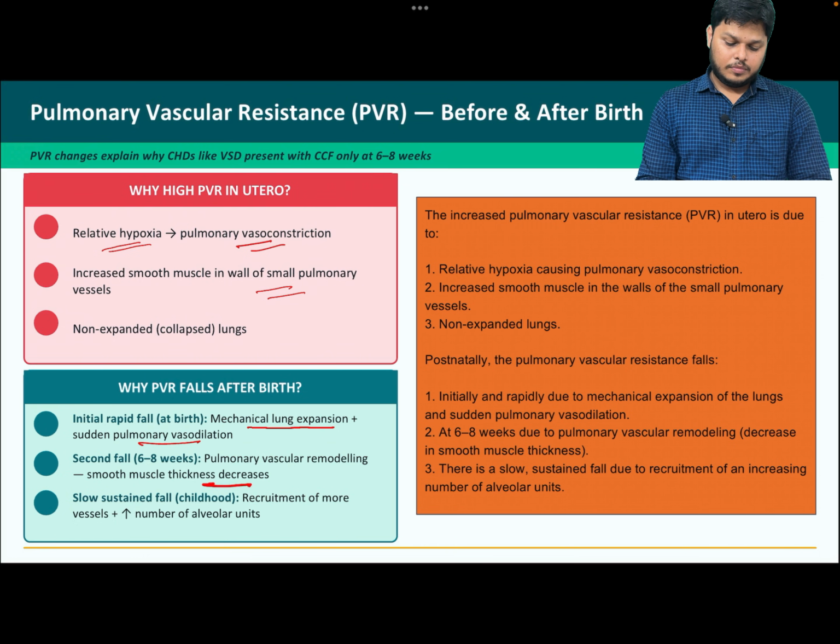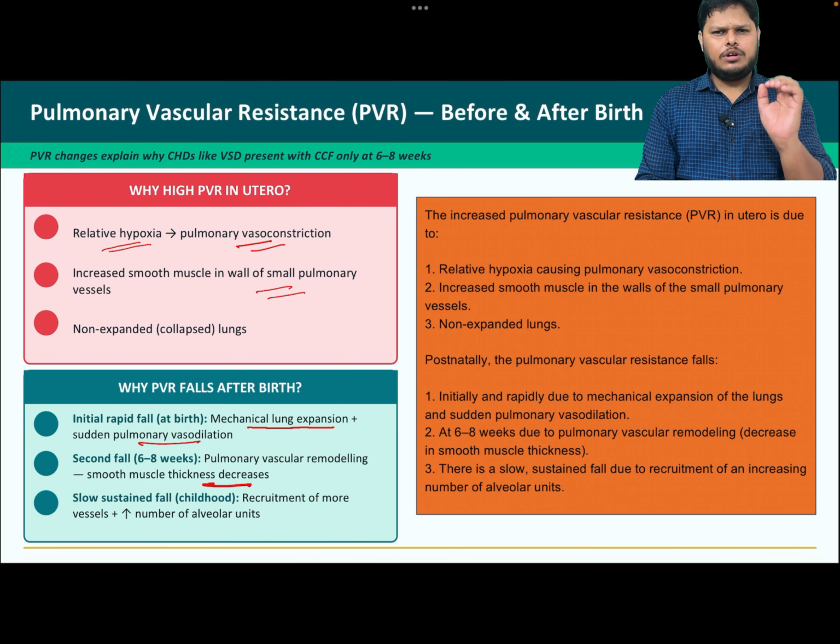Then during childhood there is a slow sustained fall due to recruitment of more vessels and an increase in the number of alveolar units. So there is an initial rapid, acute fall just after birth, at 6 to 8 weeks there is another fall, and during childhood there is another fall. Understood this? Okay.